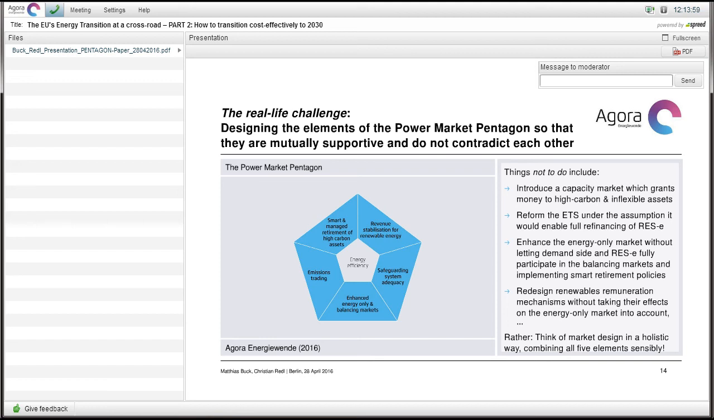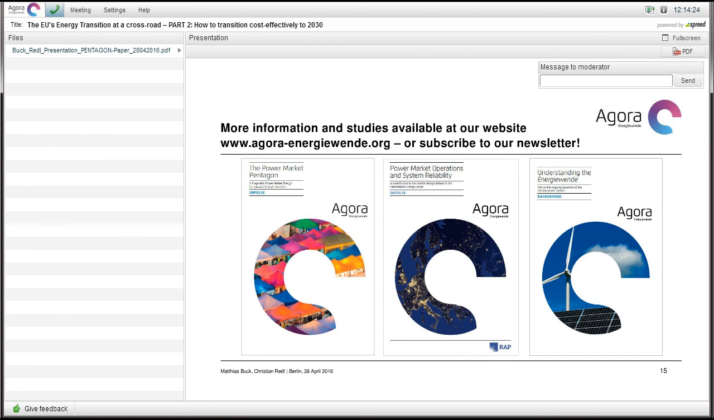And finally, this hints to the fact that market design should not be considered a, let's say, silver bullet instrument, but rather we should think of several elements which all have to be combined in a sensible way. Of course, you can read more information on this and all specific provisions in the study, which is on our website, but there are also some other studies which deal a bit more with market design, so we encourage you to take a look at those.